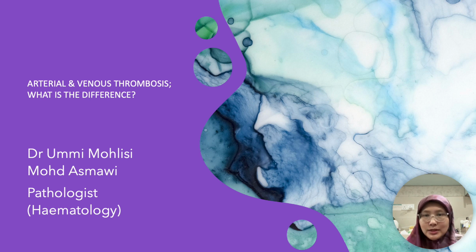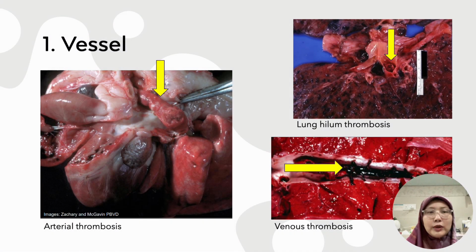Okay, for today's MOOCs, I will talk about the difference between arterial and venous thrombosis. There are a few parameters that we can look at to differentiate between venous thrombosis and arterial thrombosis. First, we go to the blood vessels. Arterial thrombosis might involve the arteries, so it can occur in the coronary arteries, cerebral arteries, and also the aorta. Venous thrombosis usually occurs in the superficial varicose veins and also the deep leg veins.